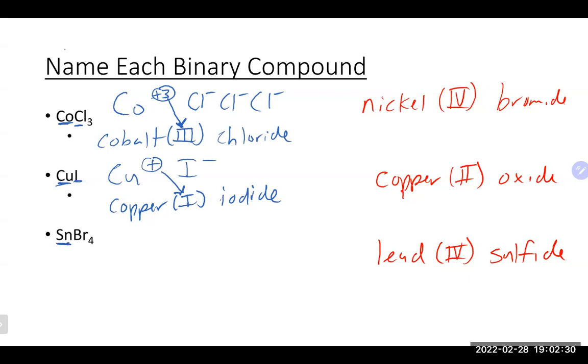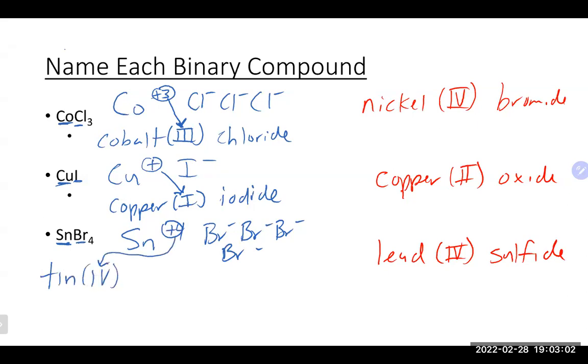Sn is tin, which is a metal. Br is bromine, which is a non-metal. Tin is not technically a transition metal, but it is one of those guys to the right underneath the staircase by lead, so we will treat it the same way. We're not sure what the charge is, but we do know that Br is -1. And again, there are 4 of them, which gives us a -4. That means that our tin here has to be +4. And that would get us tin Roman numeral 4 because of the charge. And even though there are 4 of them, we're just going to call it bromide at the end. Any question on any of those names?